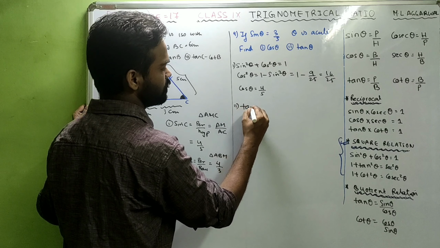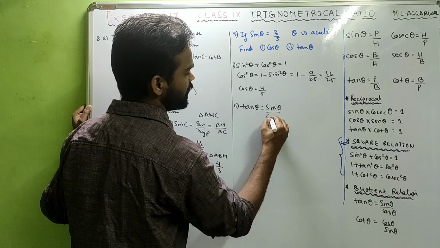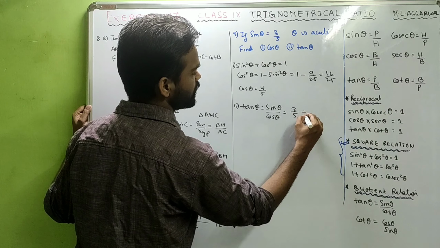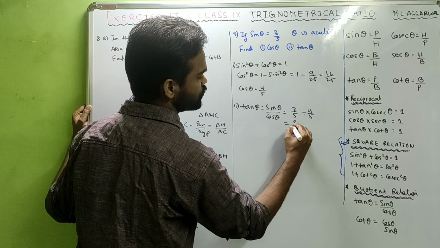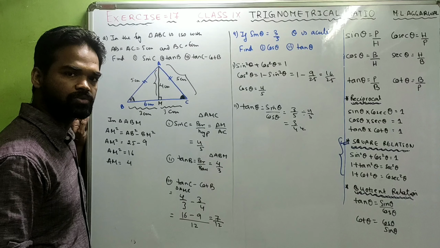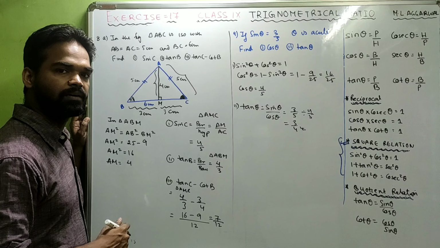Then tan, very good, the quotient relation. Tan theta is nothing but sin theta by cos theta. Sin theta is how much? 3 by 5 divided by 4 by 5. So that's 3 by 4. Done. Okay, you can do it by the triangle method also. It will be time consuming, I think. Okay. Now let us look at the next sum.